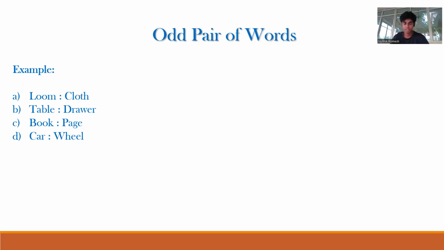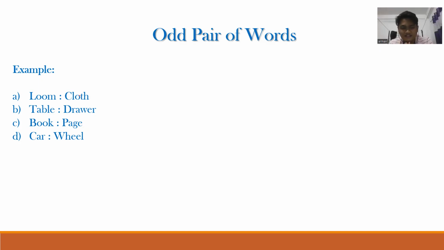No, the page is inside the book, right? But the car body is resting on the wheels. Ma'am, the material. The loom and clothes are made of the same material. Table and drawer, wood. Book is not made up of paper. Loom uses the material that is used to produce the cloth.